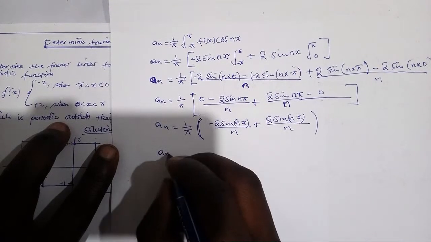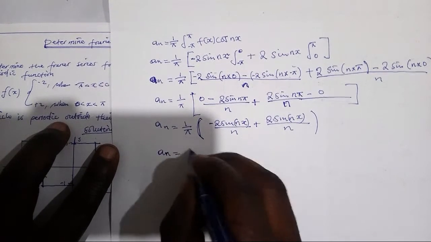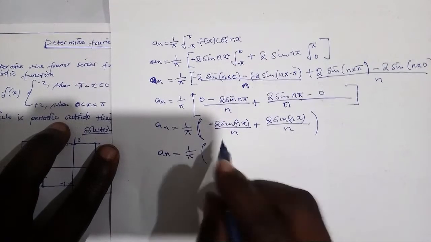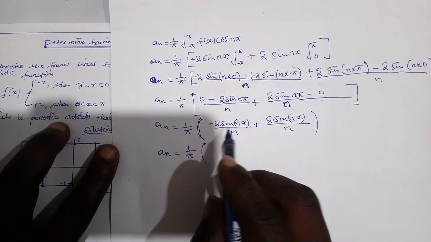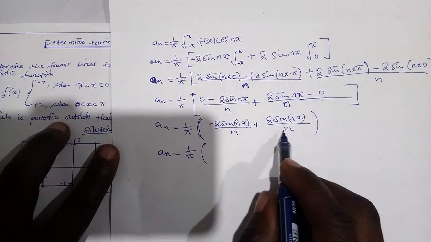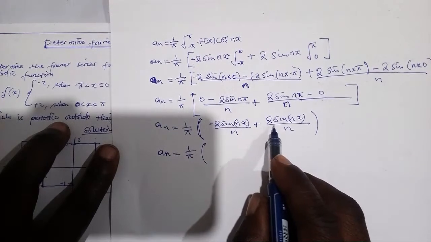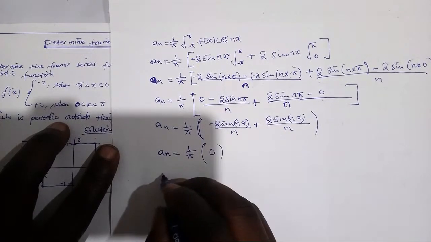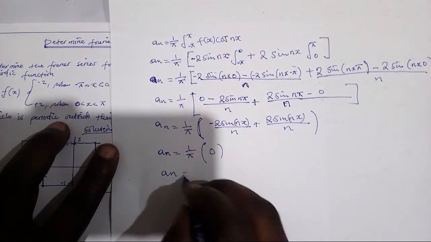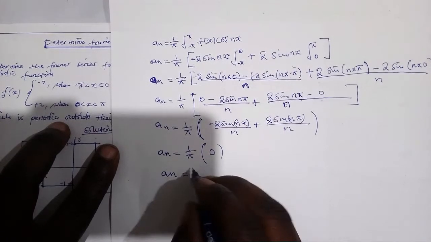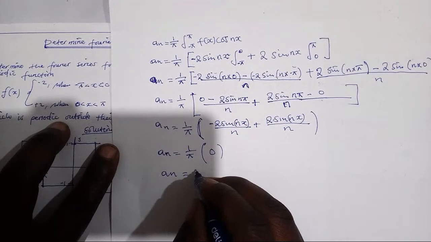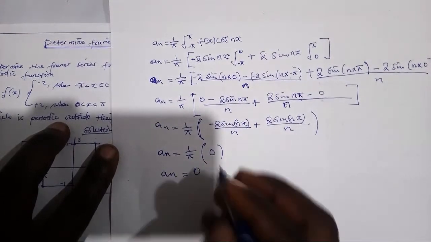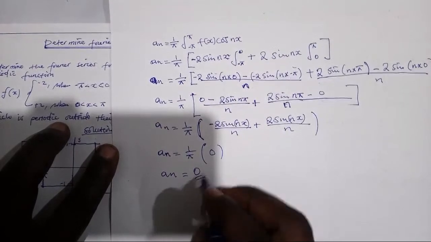Then a sub n should be equal to 1 over pi, then open bracket, minus 2 sine nx plus 2 sine nx over n. You're going to have 0 here. Then a sub n should be equal to 1 over pi times 0, you're going to have 0. So a sub n, you have found that it is 0.